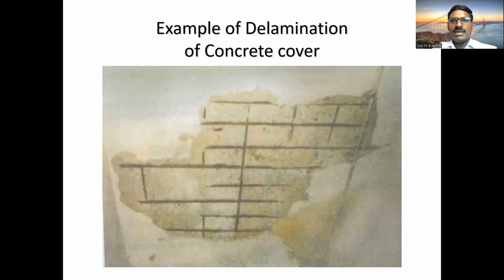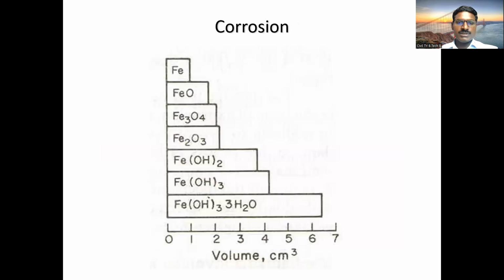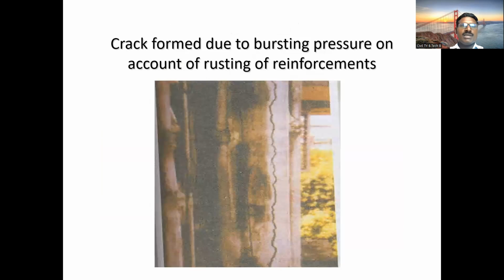Examples of the delamination of the concrete cover: if the chloride content is more, then your steel will corrode, and if the steel is corroded, then the steel and concrete bond will be released, and the bottom cover of the slab or any concrete element will be spalling. So this is the volume of the corrosion. Then again, you can see the cracks formed due to the bursting pressure on account of rusting of the reinforcement.